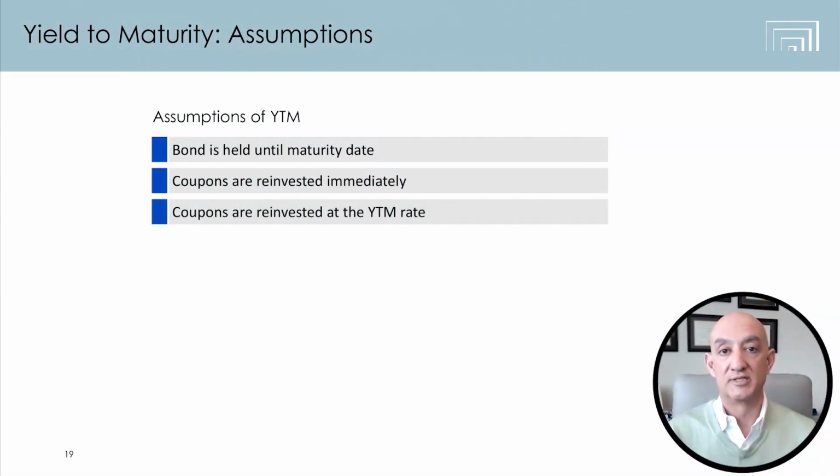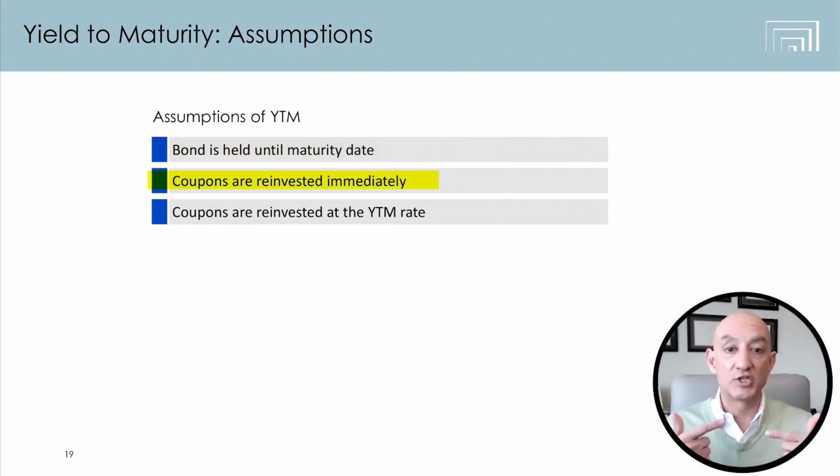Some assumptions in yield to maturity. We'll show you the formula. Don't want to get too complex here, but the assumptions are important to understand. The assumptions of what goes into the yield to maturity calculation are that one, the bond is held from now all the way till maturity, right? Because if you sell it before that, it could be higher or lower than that in price, and your total return could be different. This is assuming you're holding it till maturity.